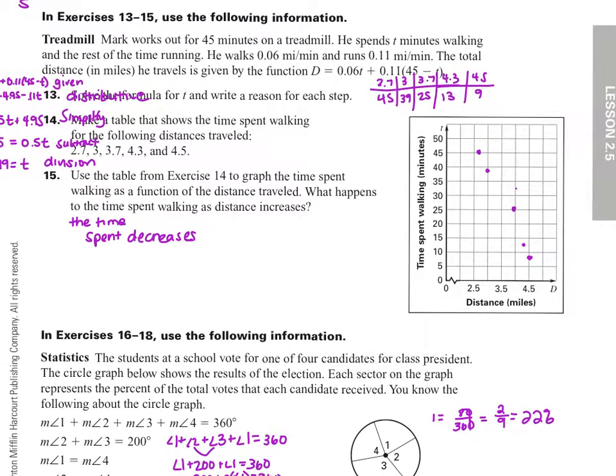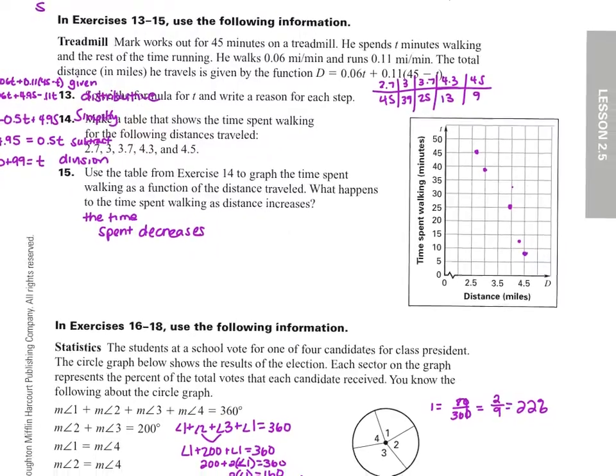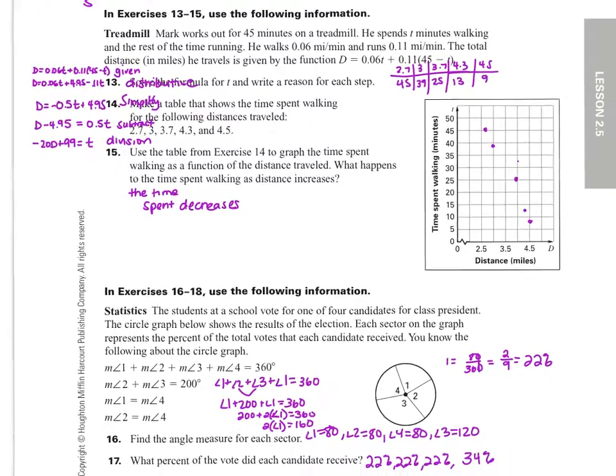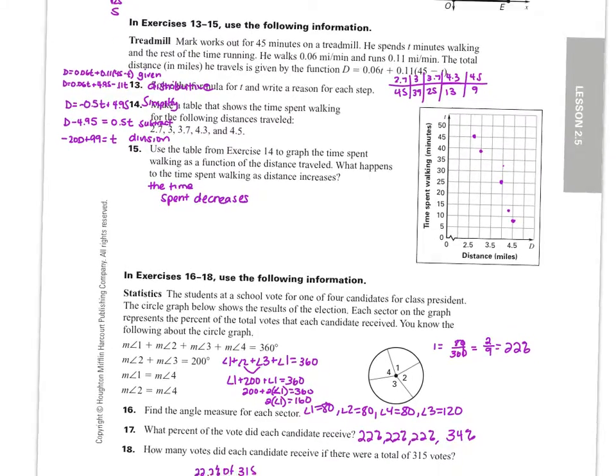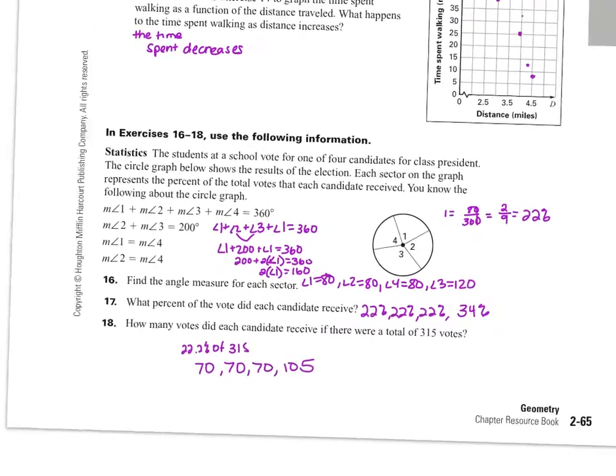So 15 is the plot of those points. And what you should notice about this is that as the distance increases, the time spent walking will decrease. So that's a great standardized test question. It will not be on your Chapter 2 test. So if you struggled with it a little bit, don't stress too much.